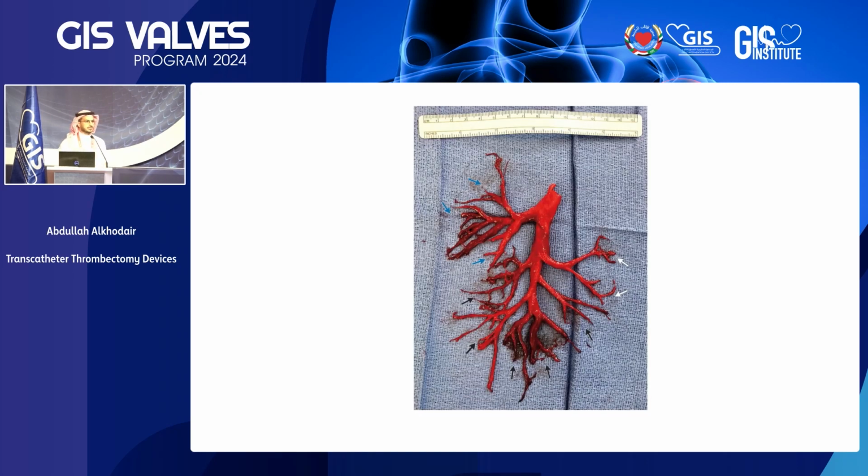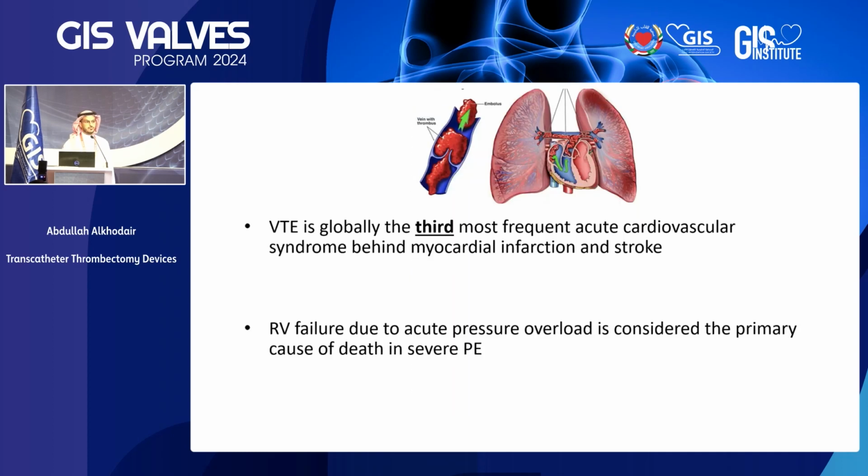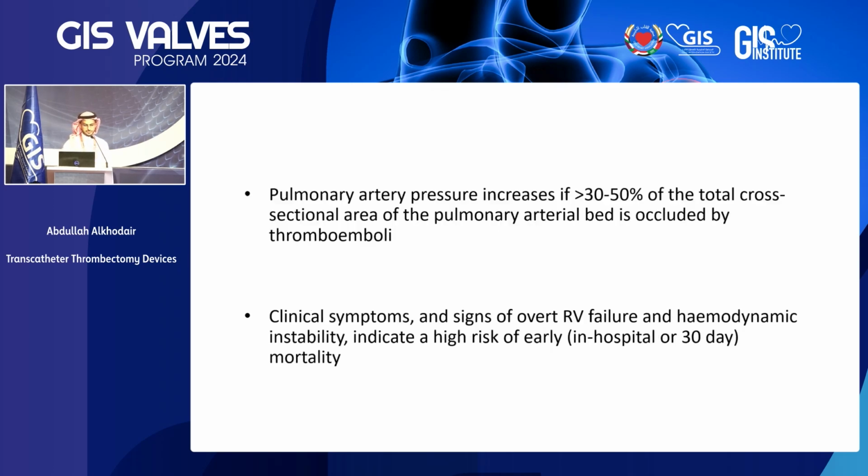I'm pretty sure a lot of you have seen pictures like this circulating in social media accounts and stuff like that. So good thing we have some time before dinner so you can't forget this picture. But basically, venous thromboembolism is a common cause of cardiovascular death. RV failure is the main mode of death because of acute pressure overload, and that occurs after PE.